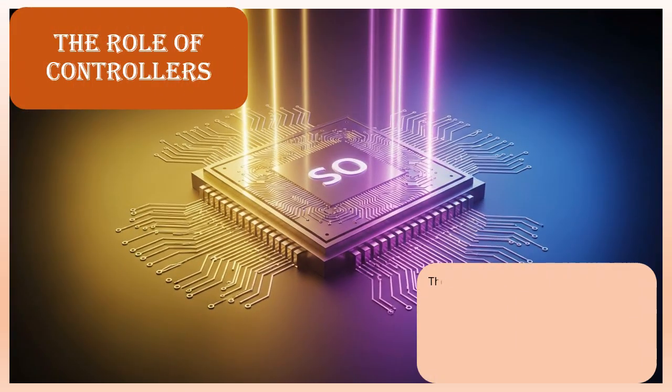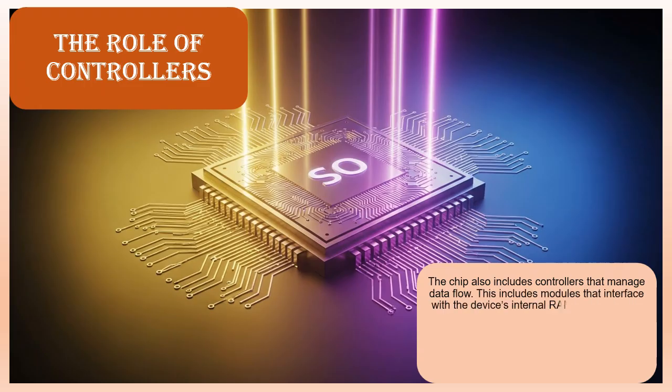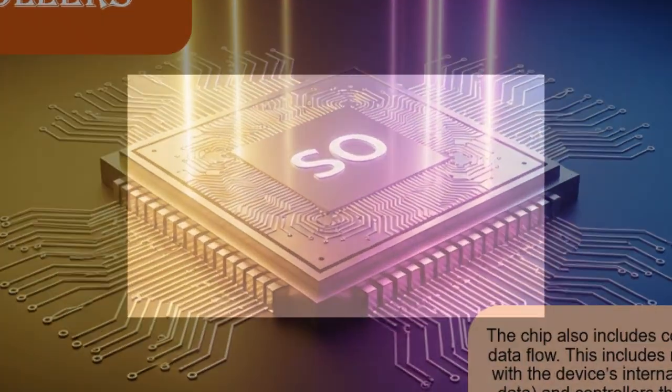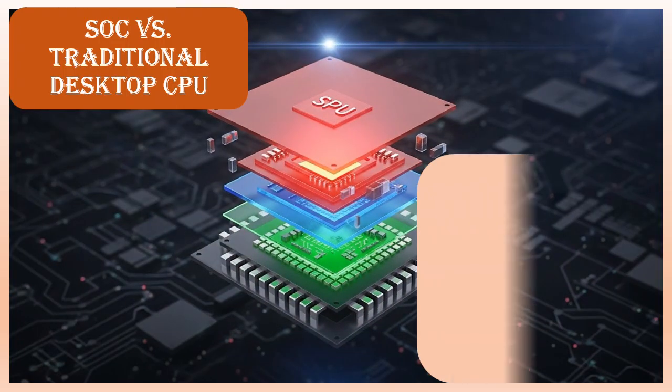The role of controllers. The chip also includes controllers that manage data flow. This includes modules that interface with the device's internal RAM, for short-term data, and controllers that communicate with peripherals via standards like USB. These interfaces and controllers ensure all parts of the phone can talk to the SoC reliably and quickly.